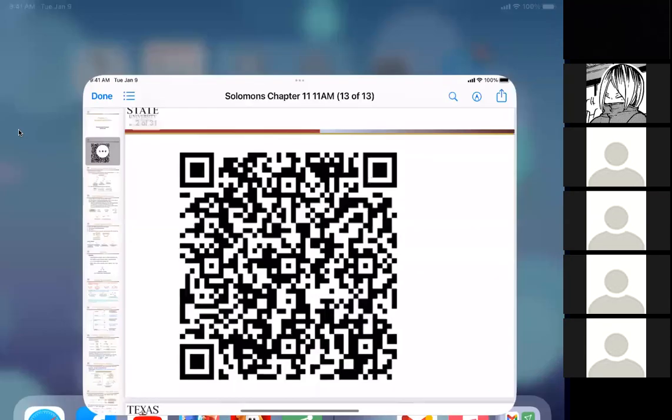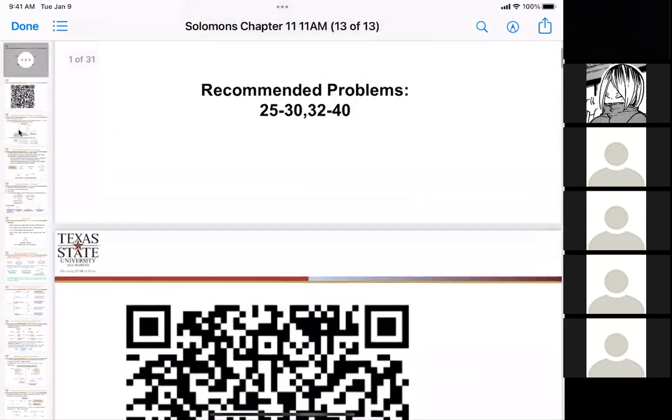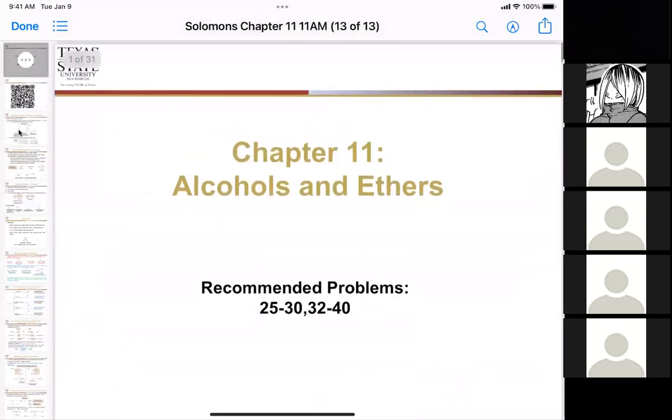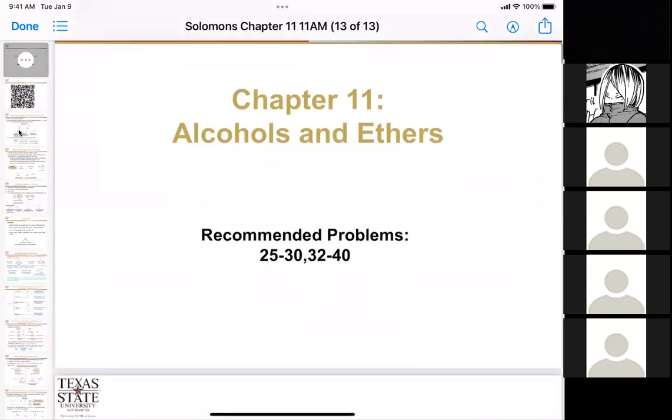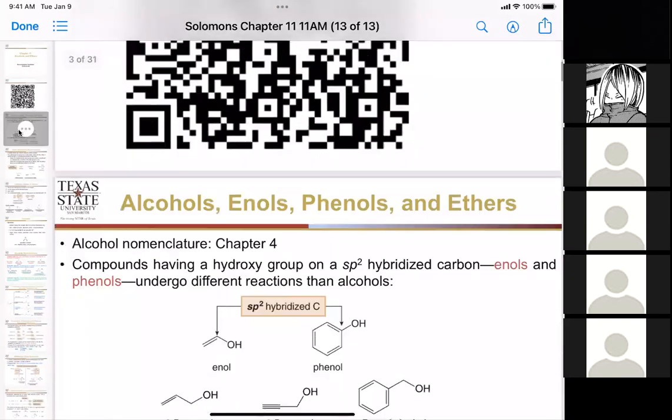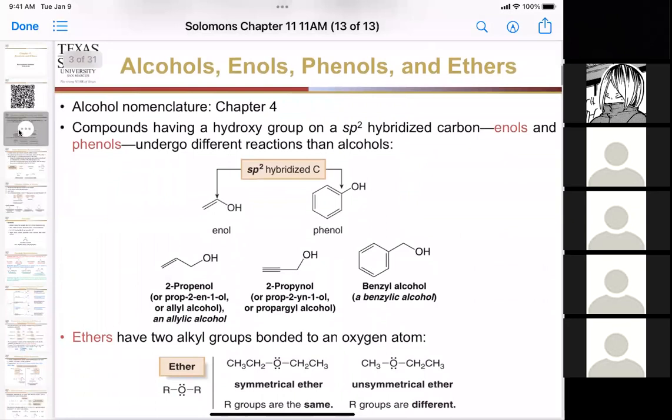All right, so this chapter is our last chapter. We have to come back to nomenclature because we haven't done a lot of nomenclature up to now. We're going to do our alcohols. We're going to do a nomenclature review before the final and before the exam, so I'll make sure that we have that. So we're going to look at alcohols and ethers, and they have slightly different reactivities, which is why we're going to talk about them slightly separately.